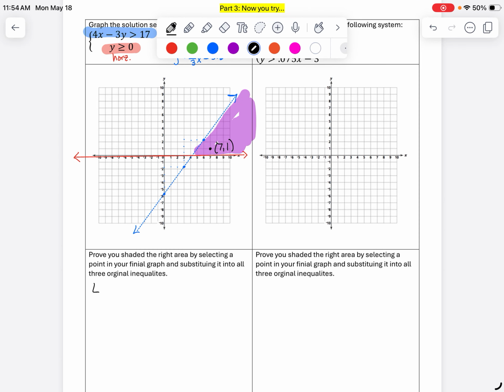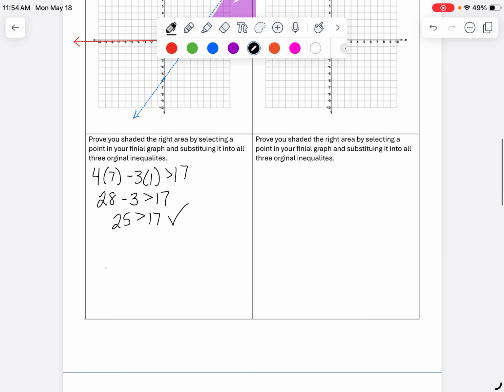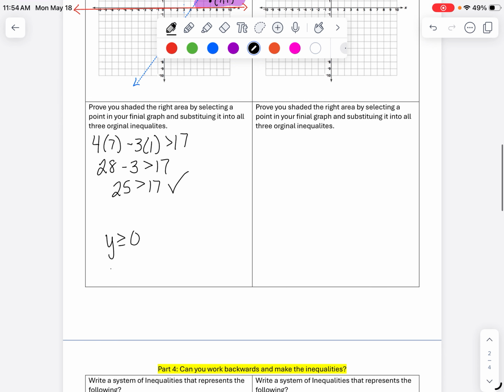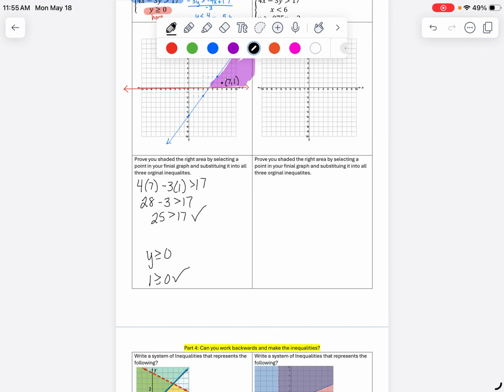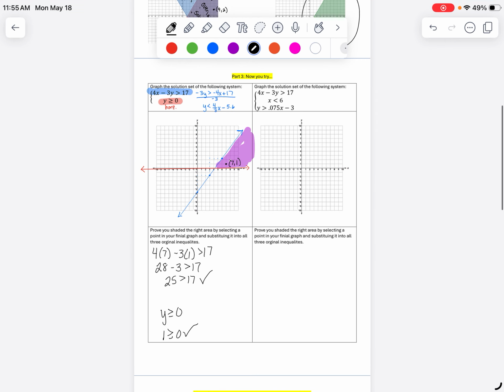So, we do 4x, so 4 times 7, minus 3 times 1. And that has to be greater than 17. So that's 28 minus 3, which is 25, which is greater than 17. So this is true. And then for y is greater than or equal to 0, the y value is 1. So y is greater than or equal to 0, so that one's true as well. So you can see I shaded in the right spot because it satisfies both of the inequalities.